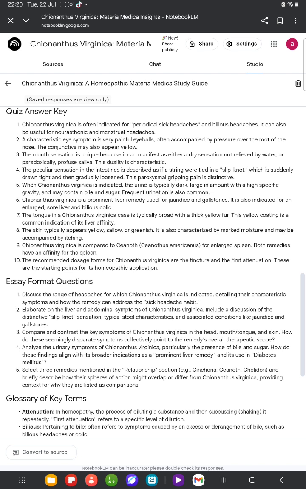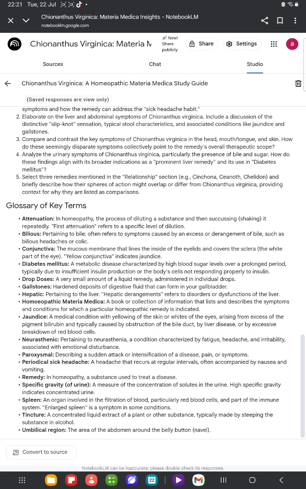And this detailed way of describing symptoms really prompts us to think about the value of that kind of sharp observation in medicine, both back then and maybe even now. So, as we wrap up this deep dive, it's really quite remarkable to look back at the incredible range of conditions Chelidonium virginica was indicated for in Boericke's work. It really is broad. We saw it suggested for everything from breaking that sick headache habit, a really ingrained chronic thing, to acute issues like jaundice, gallstones, and even chronic conditions like diabetes mellitus.